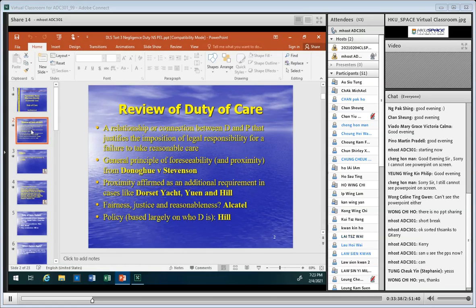Obviously, duty of care, we know what it is: a relationship or connection between the defendant and the plaintiff that justifies imposition of legal responsibility for a failure to take reasonable care. So there's got to be a certain degree of closeness, nearness, okay? And obviously the general principle of foreseeability and proximity comes from Donoghue v Stevenson. The proximity point is the neighbour. So who is my neighbour?